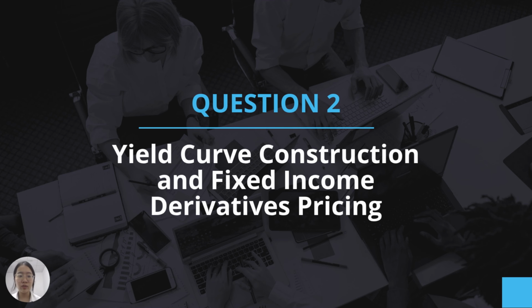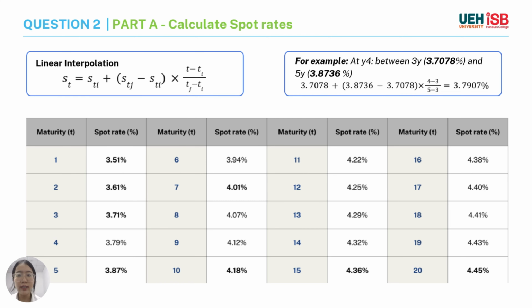So now let's move to question 2, which is about yield curve construction and fixed income derivative pricing. In part A, it requires us to calculate the spot rates for maturities from 1 to 20. As shown in the table, for missing data points, we use linear interpolation. This formula allows us to accurately estimate the rate between the two nearest known data points. For example, year 4 is between year 3 and year 5, so we apply the formula and get the data for year 4 and the rest.